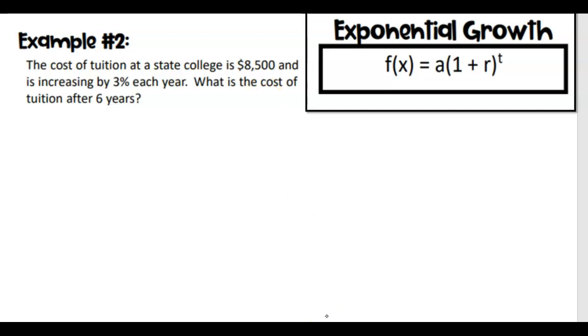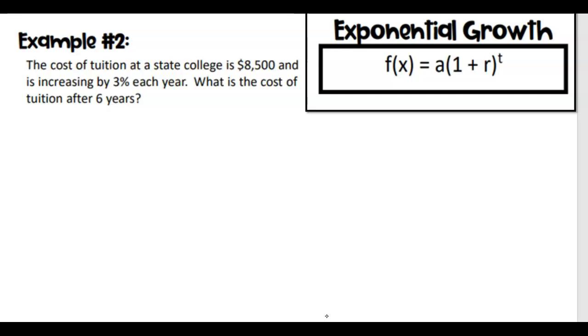A state college is something like Stephen F. Austin University or Sam Houston University or even the University of Houston. Those would be what we call state colleges. And now this is, I think, accurate. The cost of tuition is increasing by 3% each year. What is the tuition after 6 years?